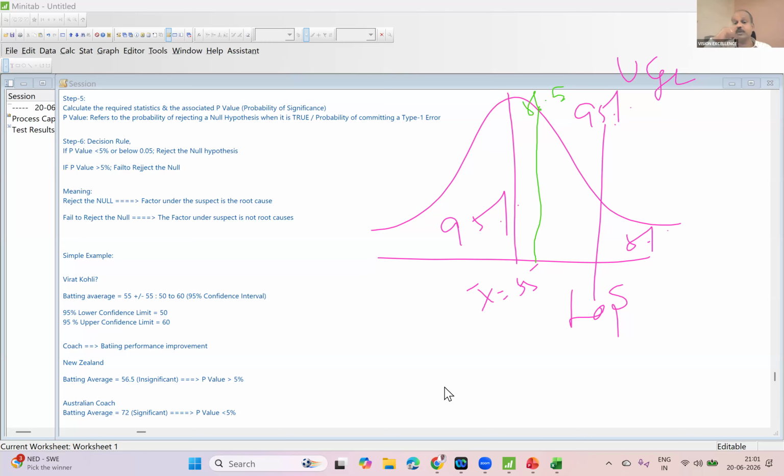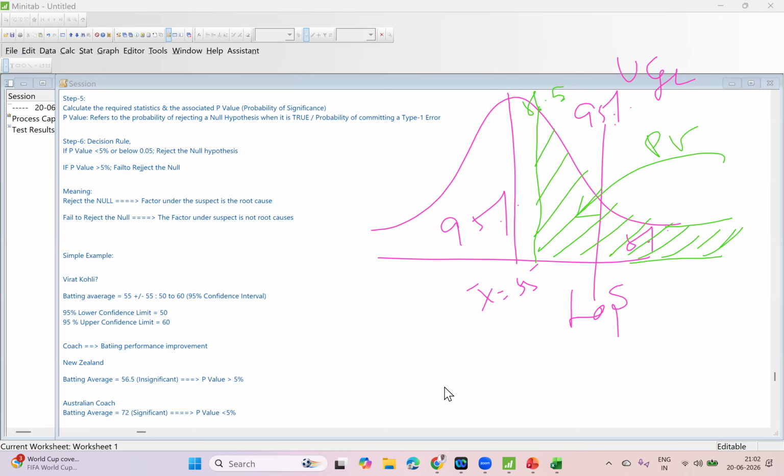Now I'm going to give you the definition of p-value. The definition of p-value is nothing but the area or probability to the right side of your observed statistic. I'll show it by hatching. The observed average is how much? 56.5. It goes up to infinity. Do you see the hatched area? What does it represent? The p-value. What is the definition I told you? P-value refers to the area or probability to the right side of the observed statistic.